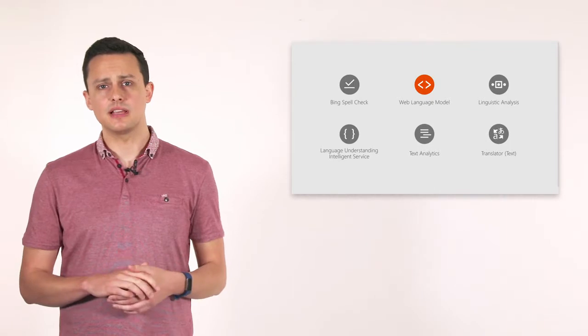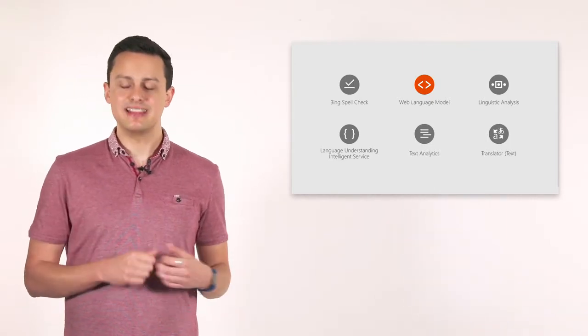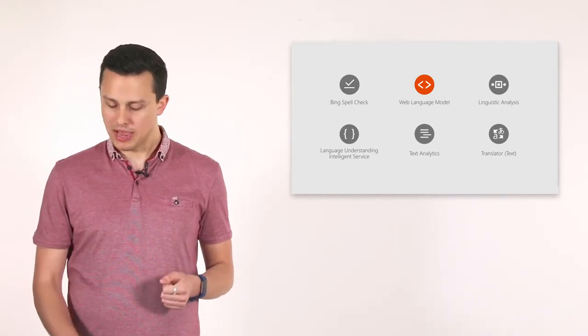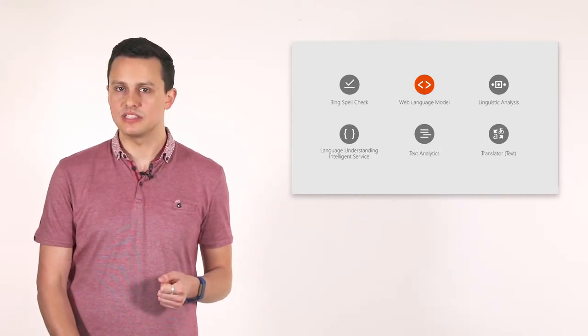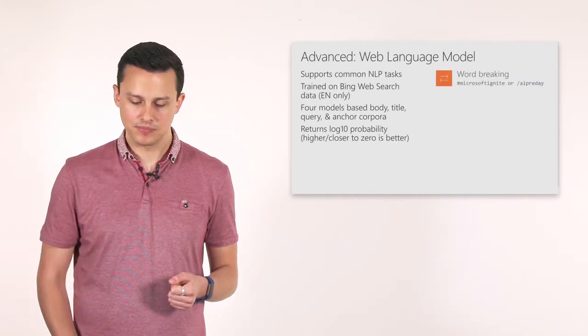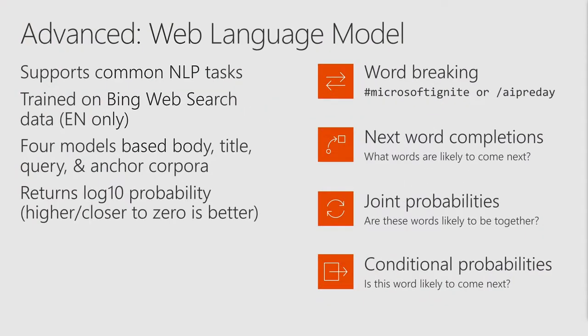The next couple of services that I'm going to talk to you about are probably more in the advanced category for dealing with natural language. It may not be as applicable as the services that we've talked about thus far. The first is the web language model. This is trained on Bing web search data to understand language and helps us accomplish some common natural language tasks. Right now, unlike many of the other services, this is only available in English. It allows us to do 4 things that are common tasks when we're working with natural language.